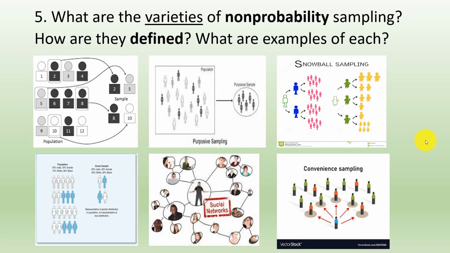And now finally, we have non-probability sampling examples. How are they defined? What are examples of each? We're going to go through these really quickly. Each one of these is addressed in the book as well, beginning on page 146.